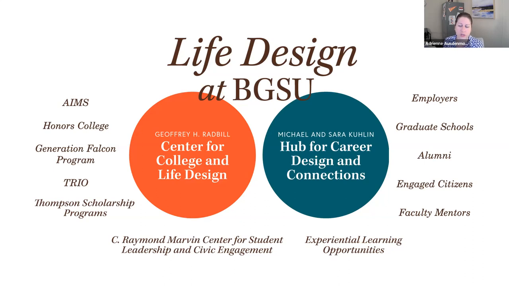Also, just a quick note for those of you who are new or for those of you who have been here for a long time, both of these areas were just named in April as the result of $13.5 million in gifts towards student success. There is an article about that on the BGSU website that talks a little bit more about Jeff Radbill and Mike Killeen's commitment to this initiative and to the university as a whole.